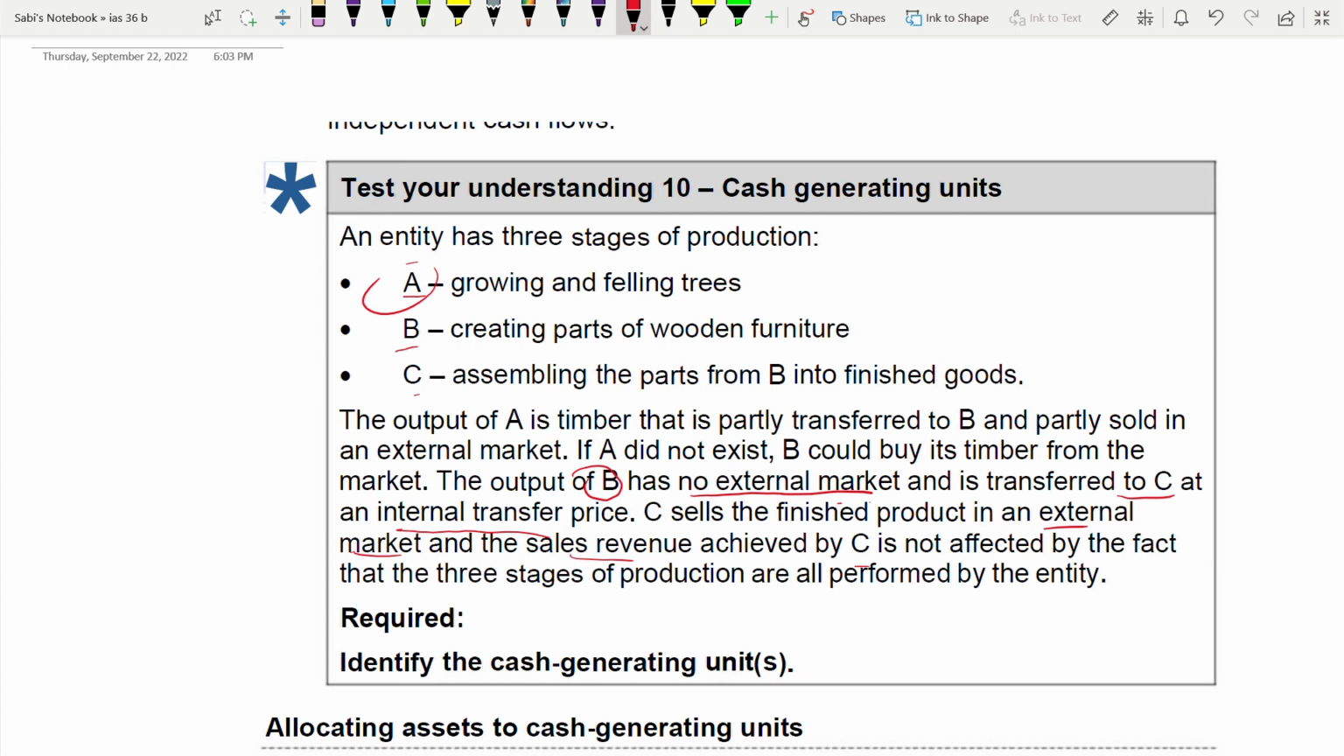Okay, so let us go by A. A can be a cash generating unit. Yes. CGU. Why? Because it can generate cash inflow. Okay. What about B? B alone cannot be a cash generating unit, but B and C together can form a cash generating unit. They can form one cash generating unit because B is going to transfer it to C, right? Because there is no market available for B. Whatever it makes, it has to sell it to C. It has to transfer it to C only.